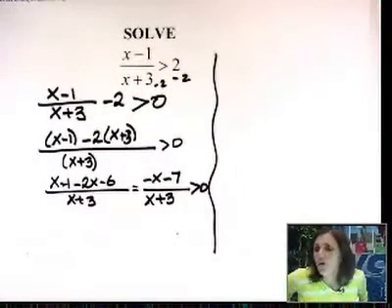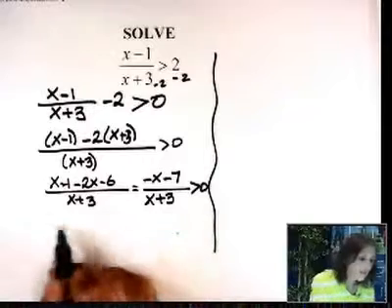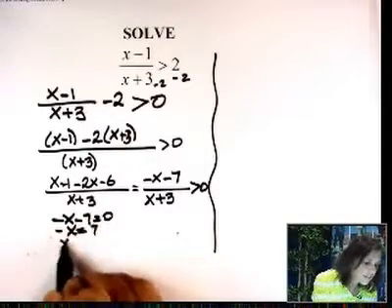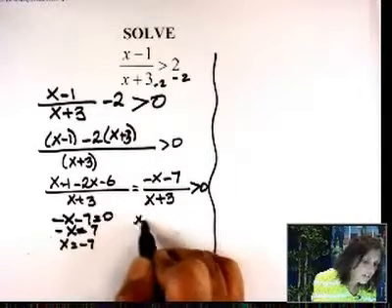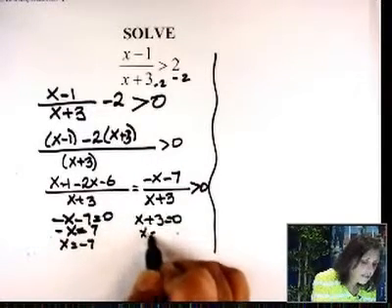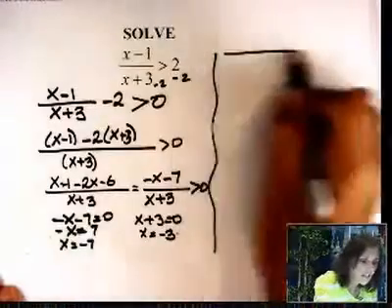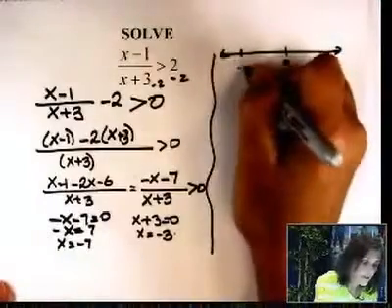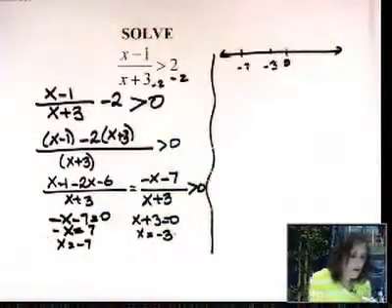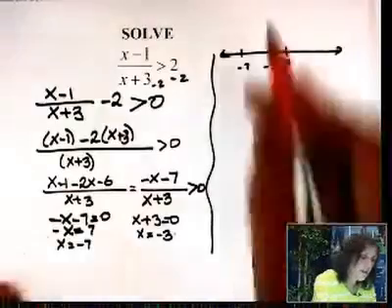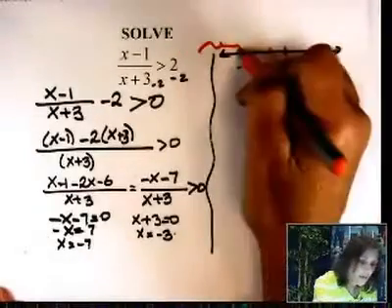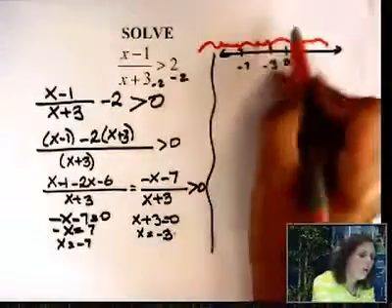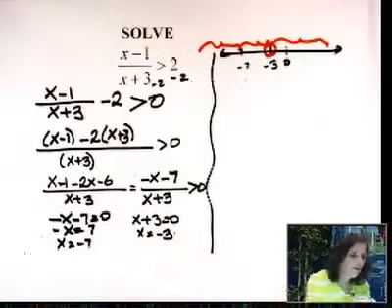Now this is what I'm going to do. What are my critical points? Negative x minus 7 equals 0. Negative x equals 7. X equals negative 7. The other one is x plus 3 equals 0. X equals negative 3. So it's negative 7 and negative 3. How many regions do I have? Here, here, and here. Now what is it that you don't want? You don't want negative 3, so make sure you take that one out.